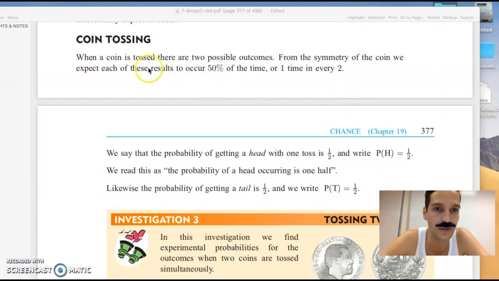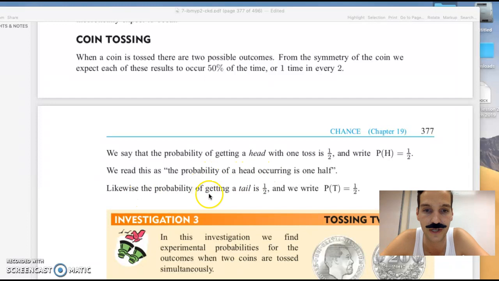So let's look at coin tossing again. It seems to be a common example here. When a coin is tossed, there are two possible outcomes. We've gone over this, heads or tails, and you guys know how to write that in the correct mathematical form now. From the symmetry of the coin, we expect each of these results to occur 50% of the time, or one time in every two. We say that the probability of getting a head with one toss is 1 over 2. And we write P(H) = 1/2, where the P stands for probability and H for heads. We read this as the probability of a head occurring is 1/2.